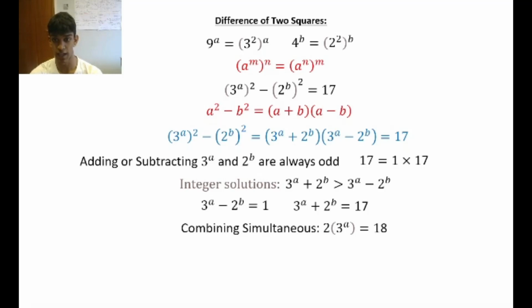So how do we solve for a? If we divide both sides by 2, we get 3 to the power of a is equal to 9. And this is quite easy to solve. A is simply 2 because 3 squared is 9.